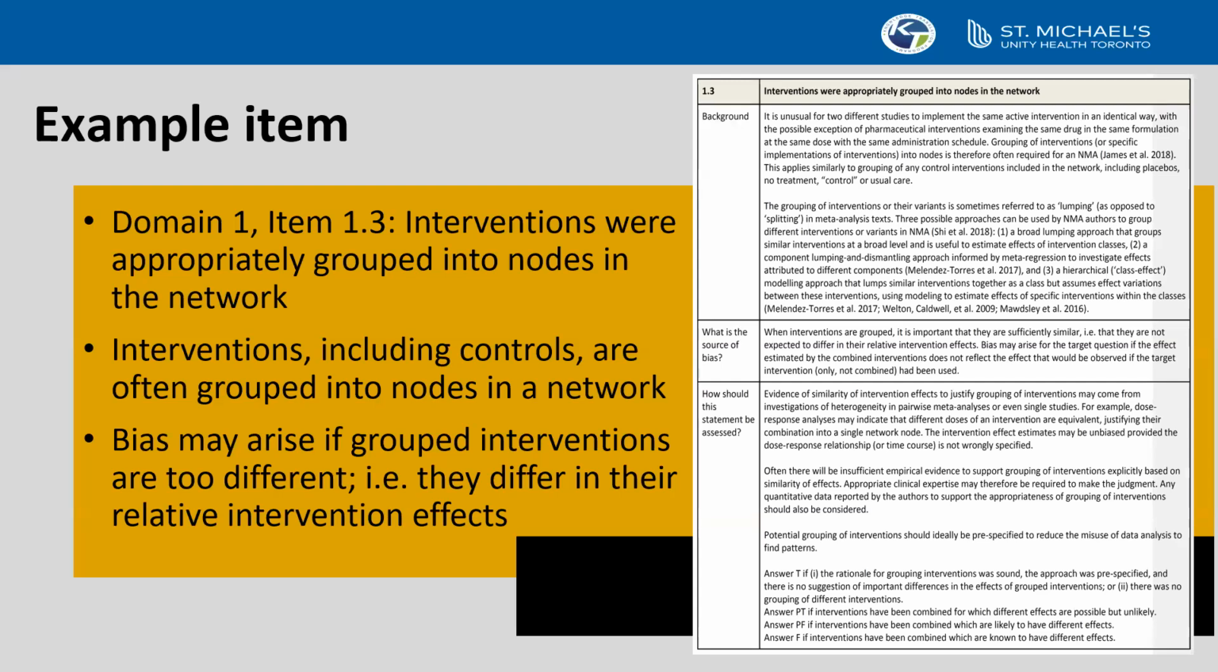When interventions are grouped, it's important that they are sufficiently similar so that they're not expected to differ in their relative intervention effects. Bias may arise for the target question if the effect estimated by the combined interventions does not reflect the effect that would be observed if the target intervention, not combined, had been used.